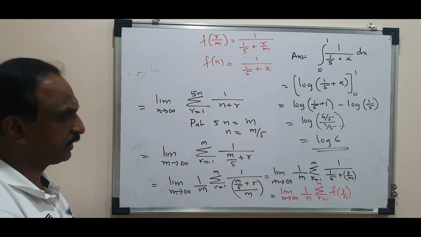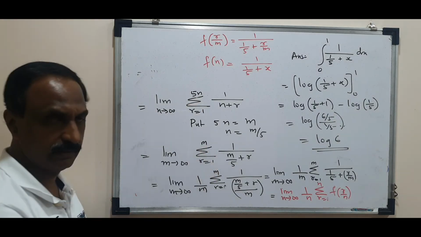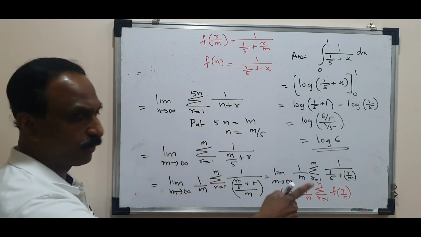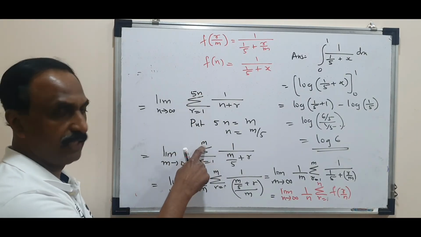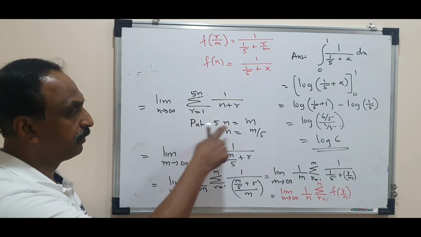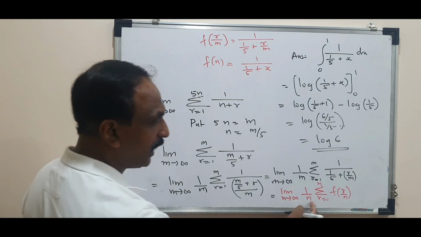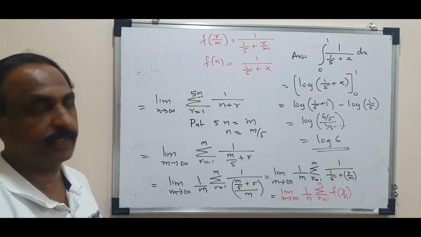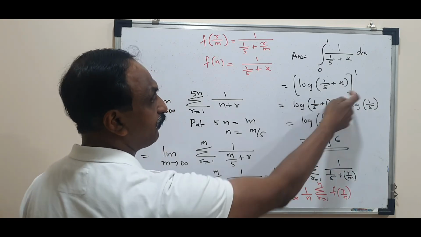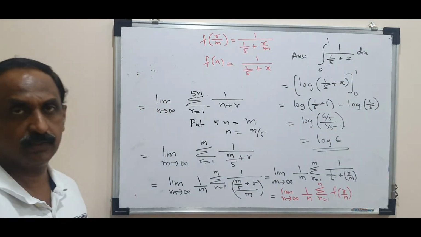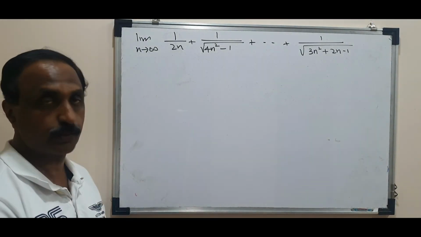So your answer became log 6. Just see the change here. With 5n, you need a single letter. So instead of n, I have to convert it into m. So if you have 5n, then convert it into a single letter m by the substitution method, change everything in terms of m, compare with the formula accordingly and get your answer. So every time you have to identify the function. Once you identify the function, integrate from 0 to 1 and you get your answer. Similar to the previous problem.